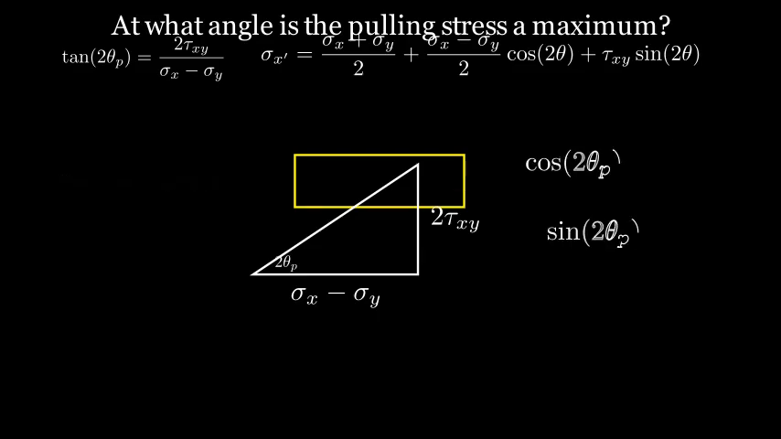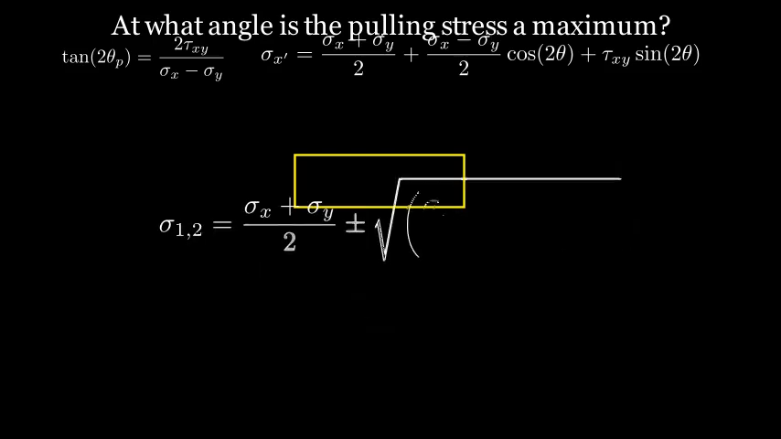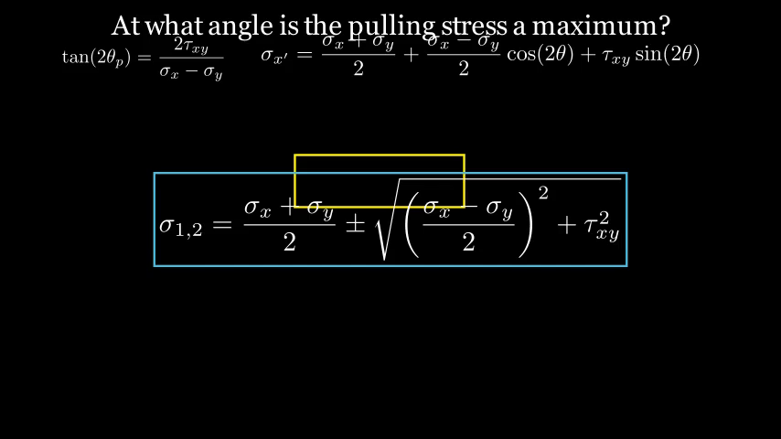Using this triangle, we can write expressions for the sine and cosine of 2 theta p. Now, we substitute these back into our original stress transformation equation. It looks like it's getting more complicated, but watch what happens. Let's define a term r, which is half the length of that hypotenuse. Now our sine and cosine expressions are cleaner. Plugging these in, we can combine the last two terms. The expression inside the bracket is just r squared, so the whole thing simplifies beautifully. This gives us the values of the maximum and minimum normal stresses, which we call sigma 1 and sigma 2.